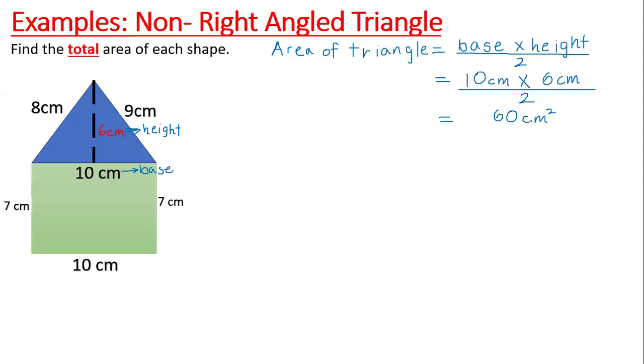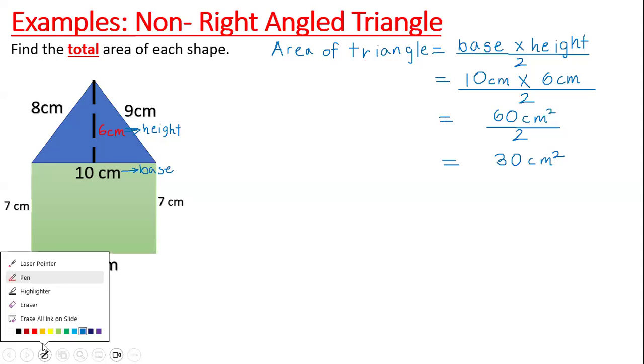All over 2, so we're going to divide 60 by 2. And 60 divided by 2 is 30 centimeters squared. How many persons got 30 centimeters squared for the triangle first? I did, Mr. Petit. I sent an answer into the WhatsApp. Send the full thing. Okay, that's good. So now we already know that the area of the triangle is 30 centimeters squared.